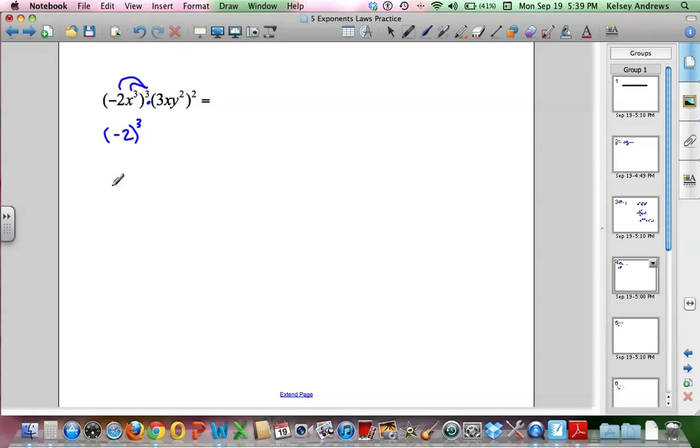So negative 2 to the 3rd power is negative 8. So it's negative 2 times negative 2 times negative 2. And then we have x to the 3rd raised to the 3rd power. So that's x to the 9th. So we multiply those exponents.